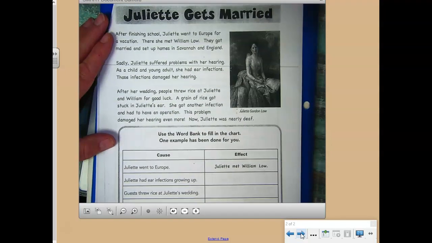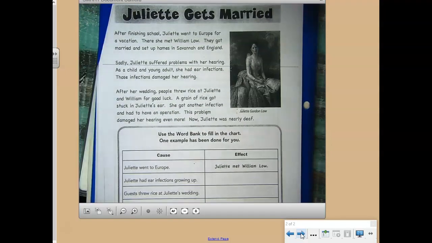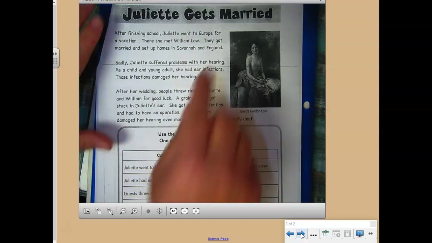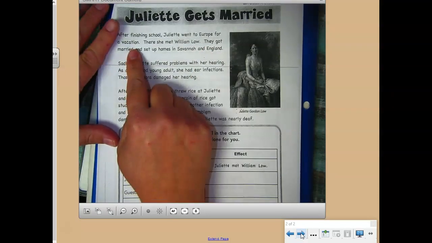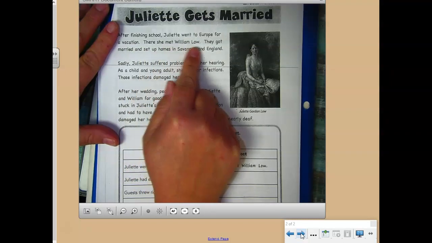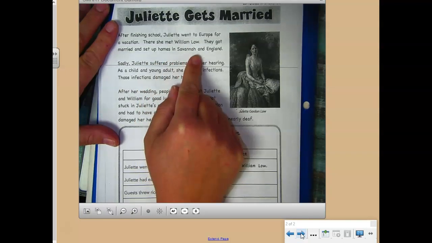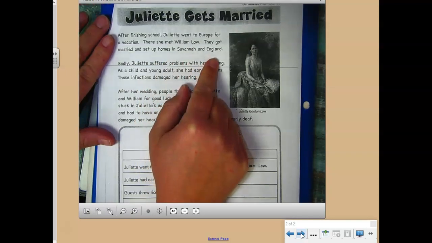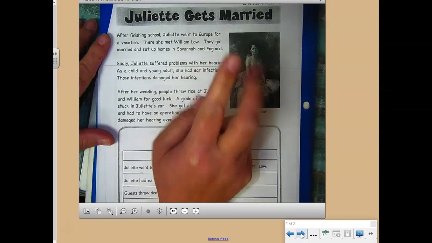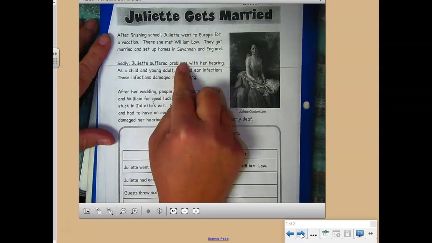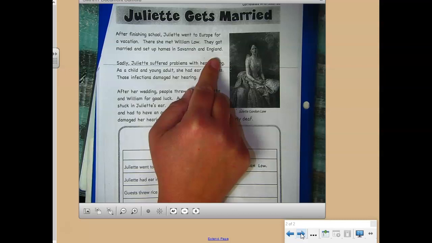Juliet gets married. All right, so she's a little bit older now. Let's find out what happens when she gets married. After finishing school, Juliet went to Europe for a vacation. There she met William Low. They got married and set up homes in Savannah and England. So how many homes did she have, guys? Two homes. One in Savannah, one in England. So one where she's from, one where he's from.